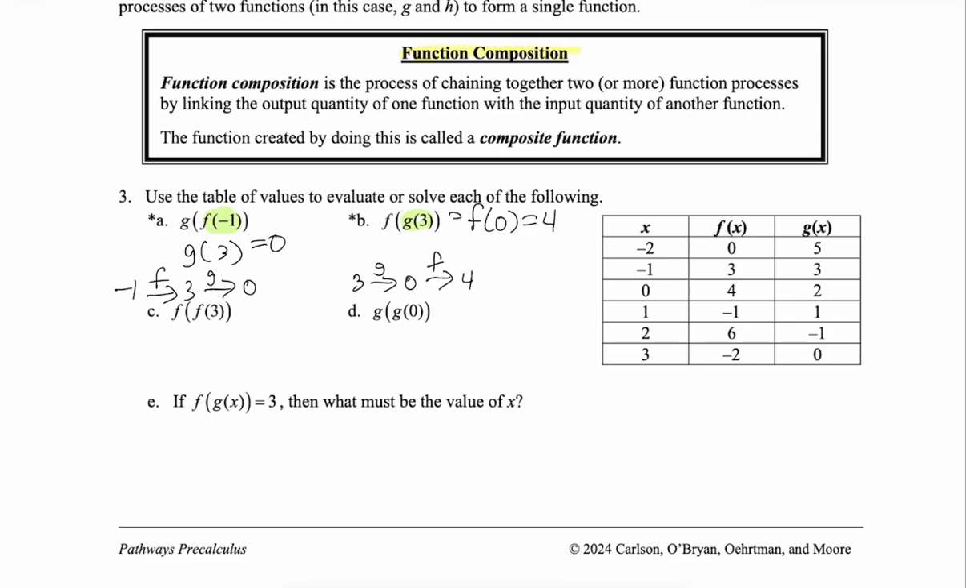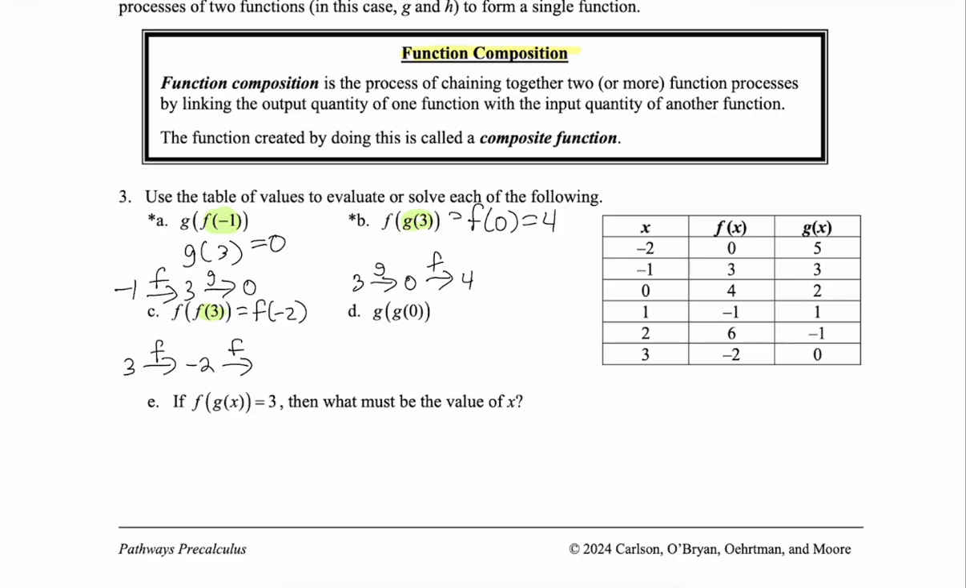Does everyone see how those connect with each other? You have to work from the inside out. Okay, let's do the next one. We're going to take 3 and use our f function. So we're going to find an x value of 3 and see what our f function value is. It's negative 2. So that is this inner piece. So now we have negative 2.